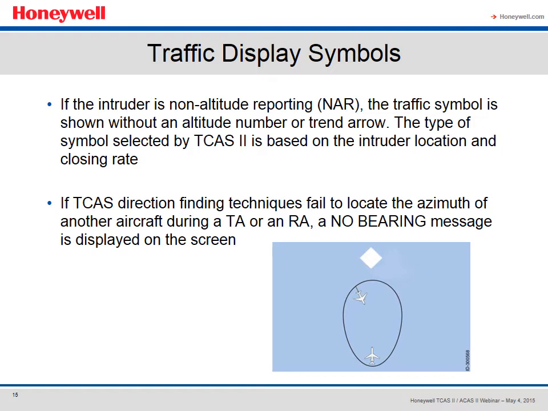The type of symbol selected by the TCAS will be based on the intruder's location and closing speed. If TCAS is unable to locate the azimuth of the other aircraft during a TA or RA, then a no bearing message will be displayed.